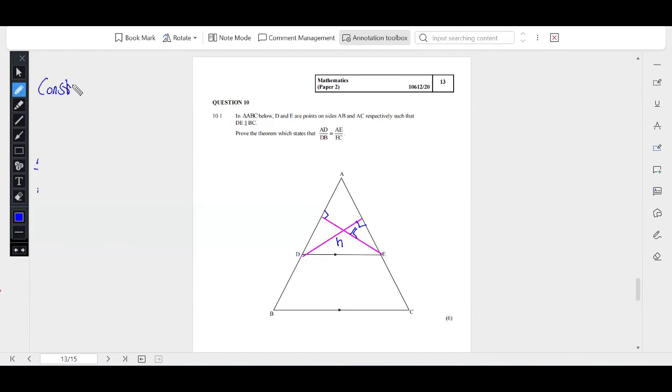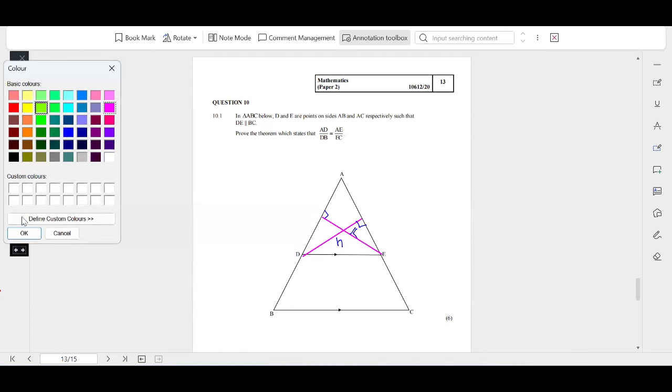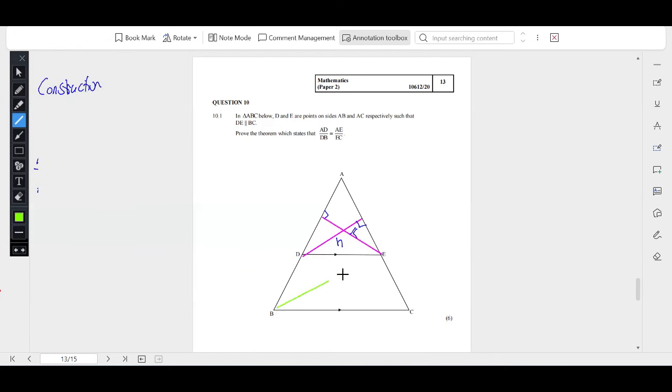And when you write, you start by saying construction. And then also continue to join this one here. So you'll also construct line B to join E, and then a line also DC here. So join points D and C. So you'll say for your construction, join DC and BE and heights H and K.